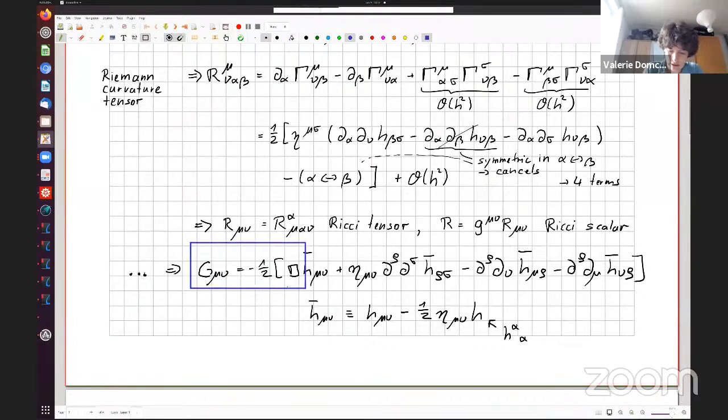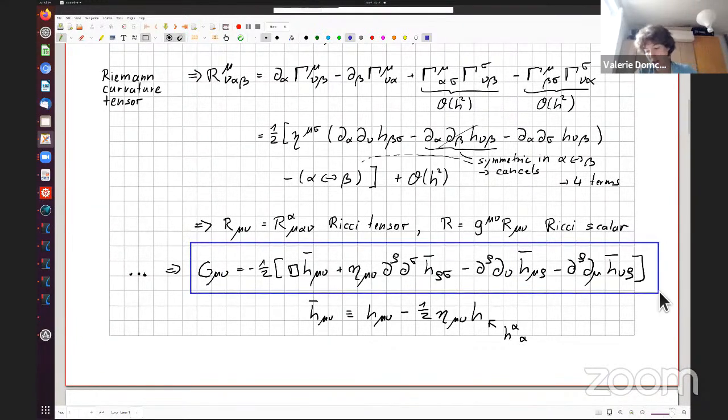So this is the final result for the left-hand side of the Einstein equation to first order in perturbation theory, right? Then there are correction terms which are order h squared. This is an important equation, so I'll give it a star so that we can refer to it later. Are there any questions on this very first part?